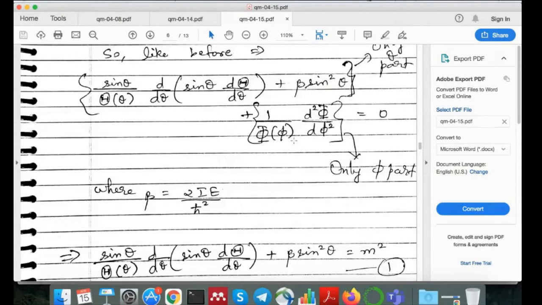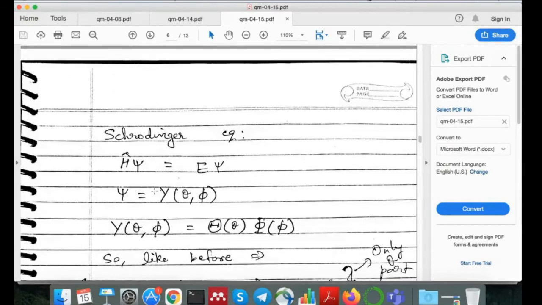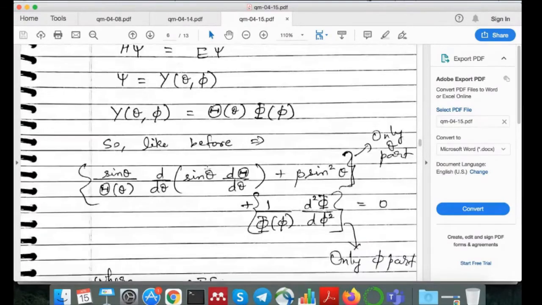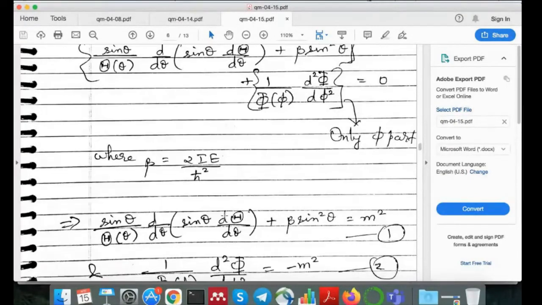And here beta, if you substitute this function instead of psi and do some simplifications, you will see that beta is equal to 2IE by h cross square. There is nothing much that we have done here, exactly like how we proceeded for the hydrogen atom case. Similarly, we are proceeding here also for the rigid rotator case. We are not doing anything special here.